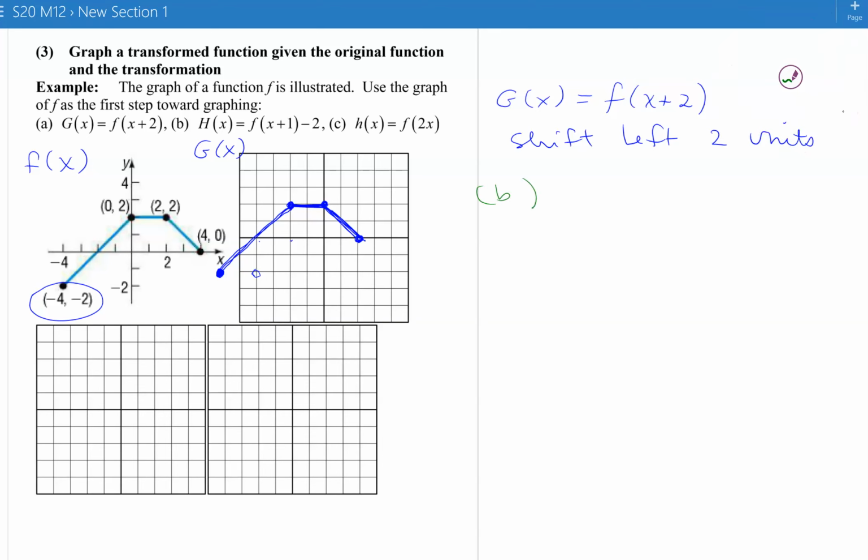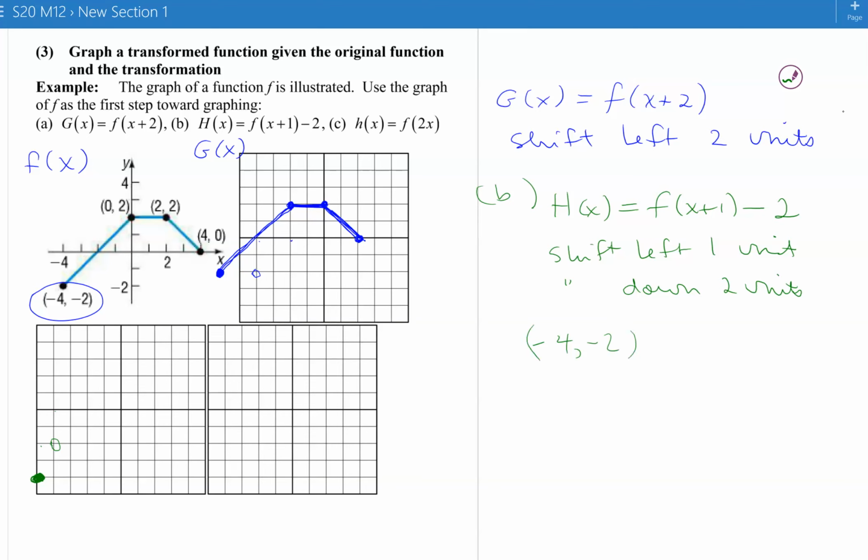Okay, and then B asks us to find the graph that results from taking f of x plus 1 minus 2. And here we see that we need to shift left 1 unit and shift down 2 units. So each point needs to do that. So the point negative 4, negative 2 needs to shift left 1 and down 2. So here's its new spot. So let's just think about that for a minute. I had the point negative 4, negative 2. Now I have the point negative 5, negative 4. So do you see that the y coordinate went down by 2 and the x coordinate went down by 1? So that can be just a double check.